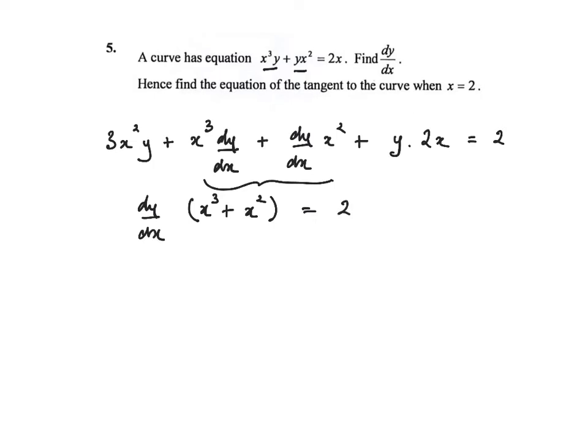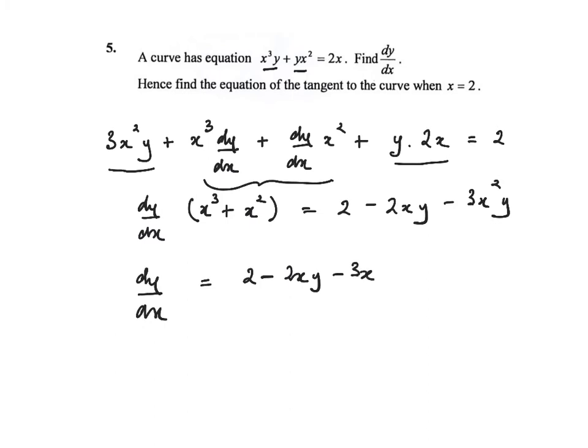So I have 2, and I'm going to take this term to the right hand side and this term here, so that's 2 minus 2xy minus 3x squared y, and finally get dy by dx on its own. So it's 2 minus 2xy minus 3x squared y all over x cubed plus x squared when x equals 2.